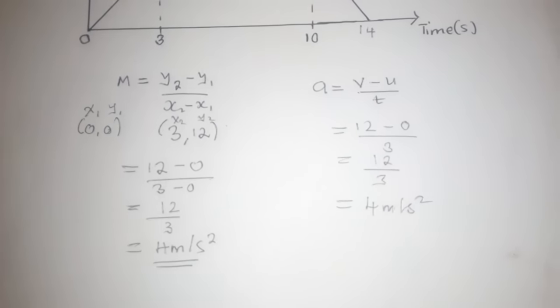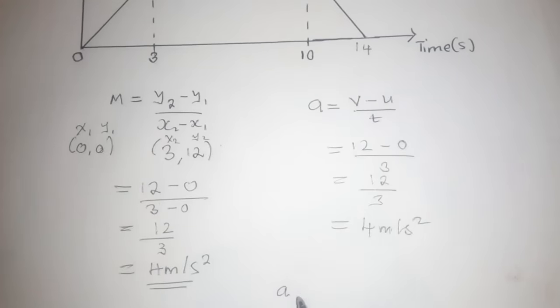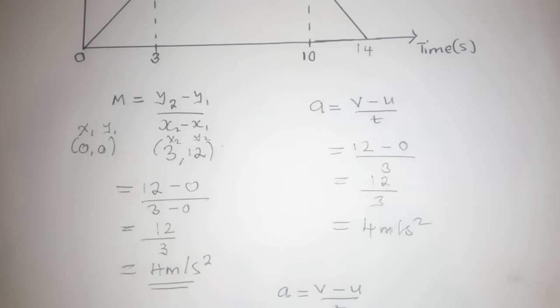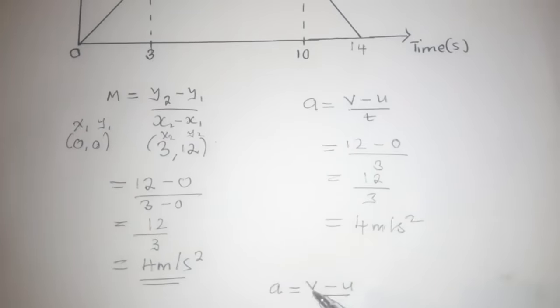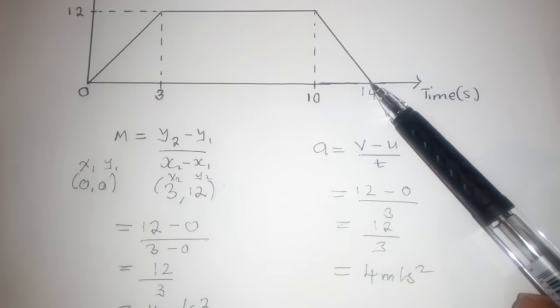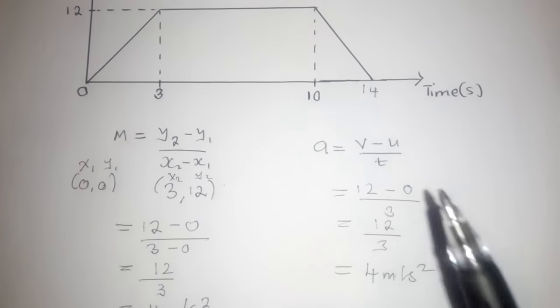deceleration. So what you basically do here, you use mostly this same formula, which is a is equal to v minus u over t. And then now where is v, final velocity? It's here where it's finishing. What is the velocity here? So you can check this side, the velocity is zero.